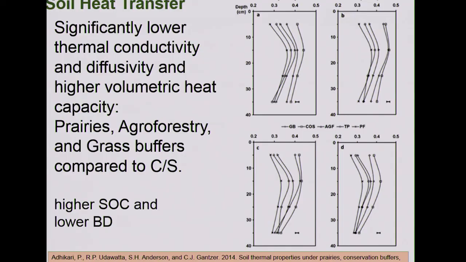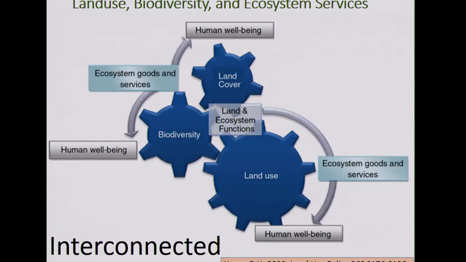And agroforestry buffer systems can help buffer soils of extreme temperature conditions. That's helpful to store soil carbon in the soil for a longer period and also for different microbes. Agroforestry buffers and perennial prairies, grass buffers have very low thermal conductivity and diffusivity and higher volumetric heat capacity. That has more buffering capacity from the extreme temperature conditions. And these systems also have higher carbon and lower bulk density.